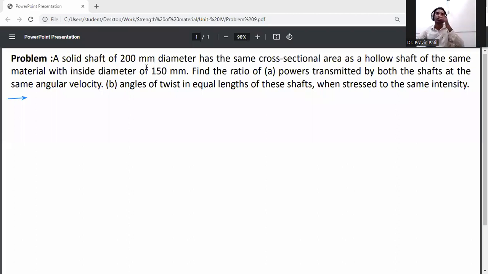The solid shaft of 200 mm diameter has the same cross-sectional area as a hollow shaft of the same material with inside diameter of 150 mm. So find the ratio of power transmitted by both the shafts at the same angular velocity. Second question, angle of twist in equal length of the shaft when stressed to the same intensity. Okay. So first of all, the first question we will complete.